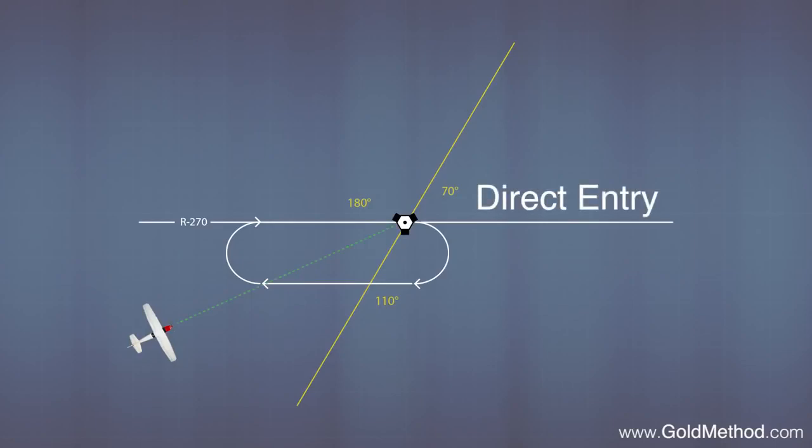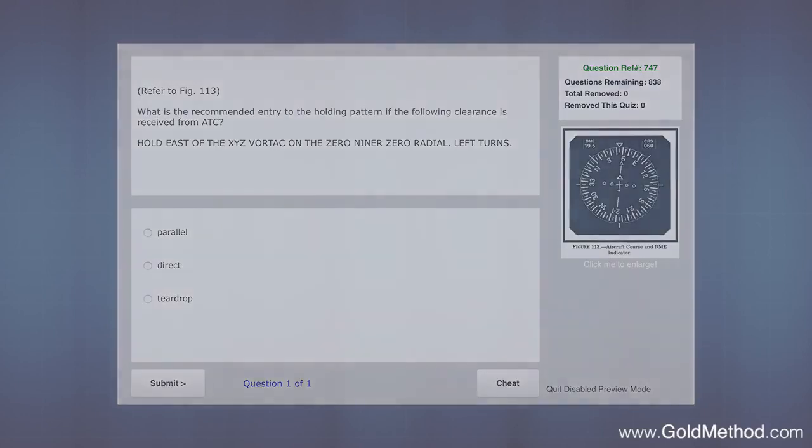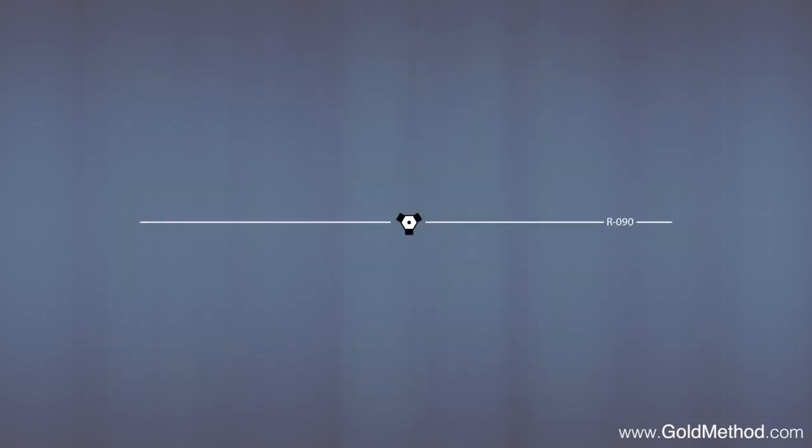Let's do one more. What is the recommended entry to the holding pattern if the following clearance is received from ATC? Hold east of the XYZ VORTAC on the 090 radial, left turns. So again, first we draw out the VORTAC and the radial that we're going to be holding on. Then we note that our clearance has given us left-hand turns. So we draw the hold like this, inbound on the 090 radial, and then a left at the XYZ VORTAC. Now we can draw our line, putting the inbound leg in the direct entry sector. So we have our hold and our sectors drawn out.